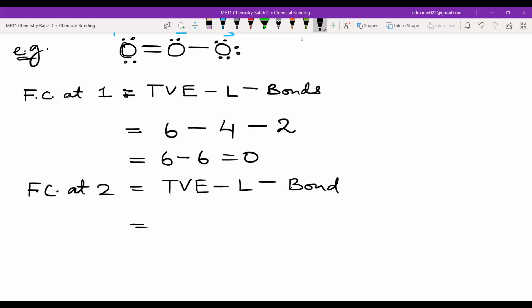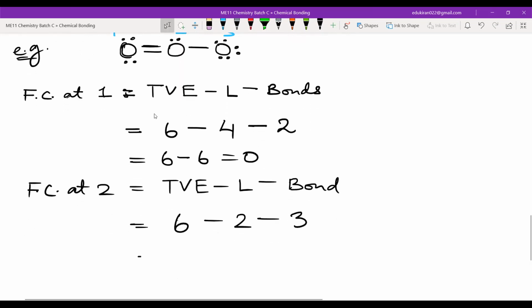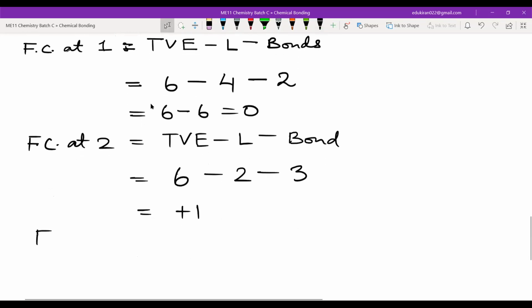Total valence electron is equal to how much? 6. Okay, how many lone pair electrons in the second? 2. And how many bonds? 3 bonds, right? Everyone can see 3 bonds? Yes, sir. So what will be the formal charge? Plus 1. Yes, sir. Okay.